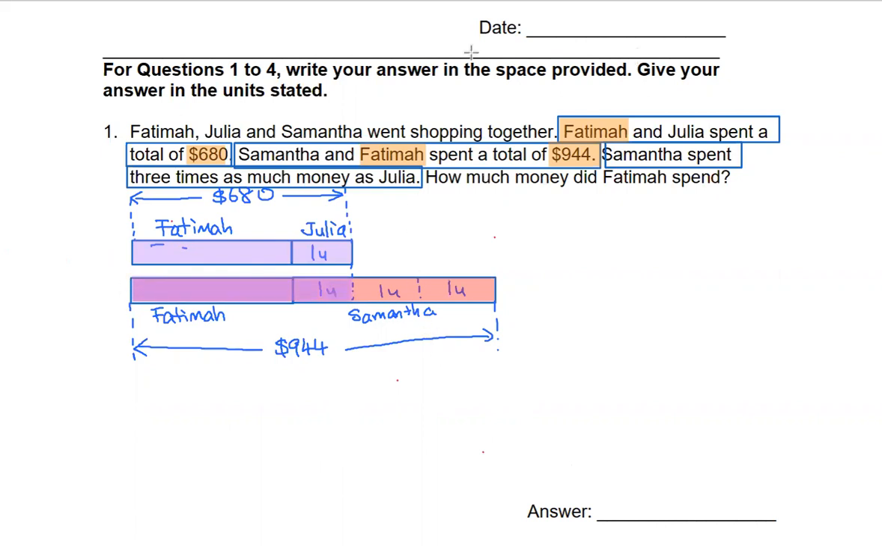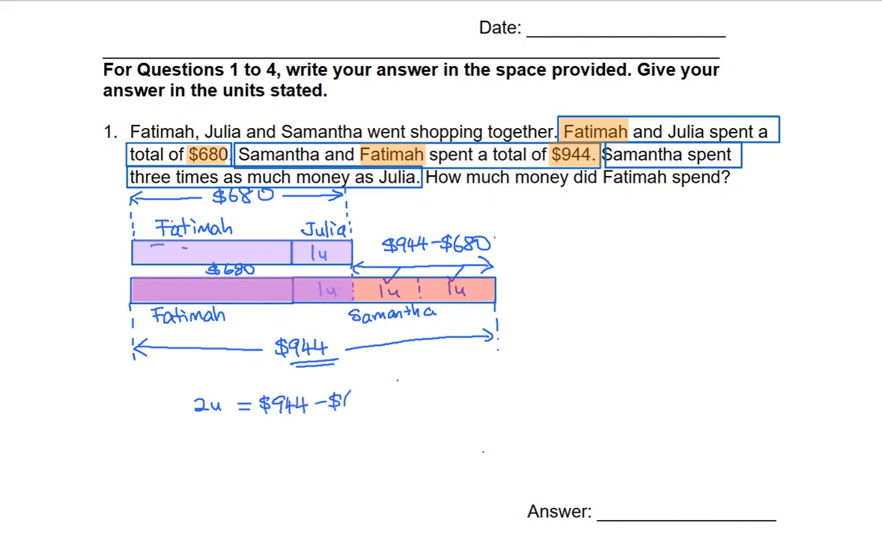So if this is also 680, I'm just going to write it down. What would this part be? Since the total is 944 and this is 680, the remaining part, isn't it 944 take away 680? Yes? So let's find out. And so this 944 minus 680 is going to give me 2 units.